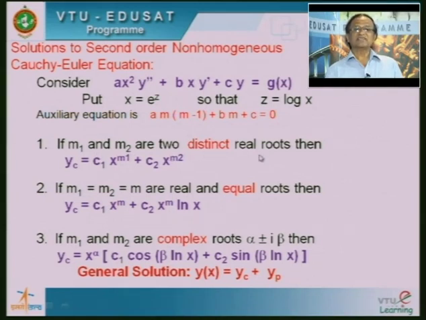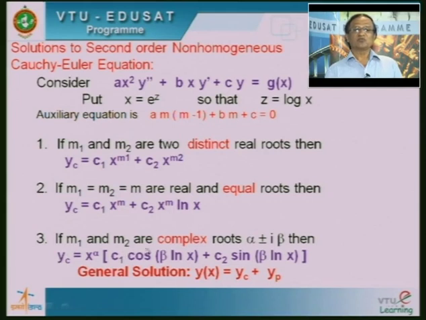These two are distinct roots. In that case, I know what the complementary function is. So, the complementary function is c1 into x to the power m1 plus c2 into x to the power m2. If m1 and m2 are equal, it means if I obtain real and equal roots, then what is the complementary function? Y suffix c is equal to c1 into x to the power m plus c2 into x to the power m into log of x.